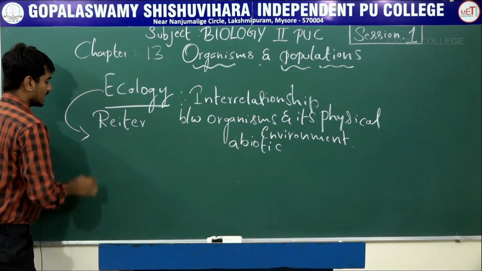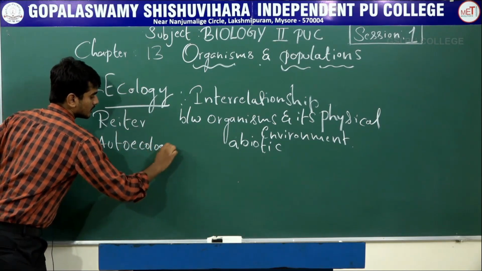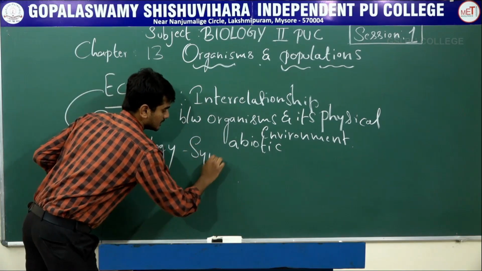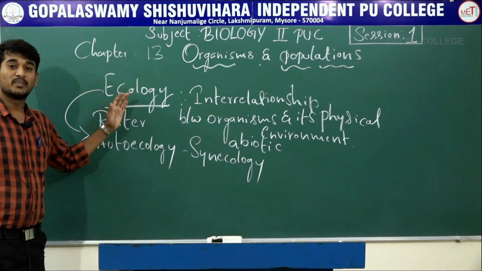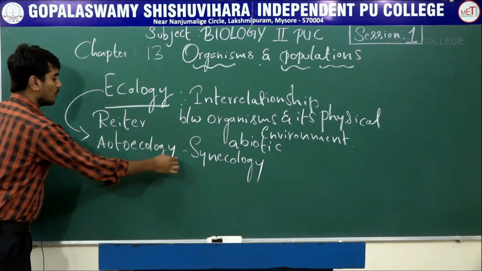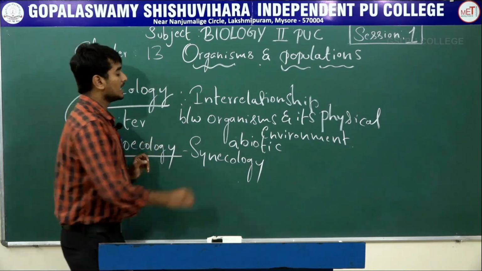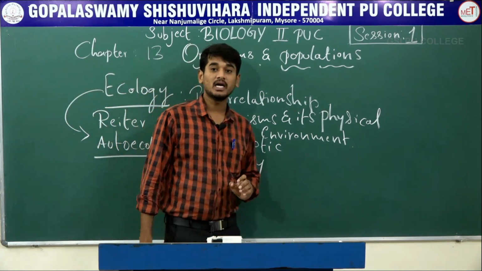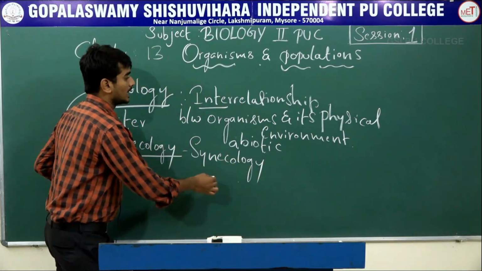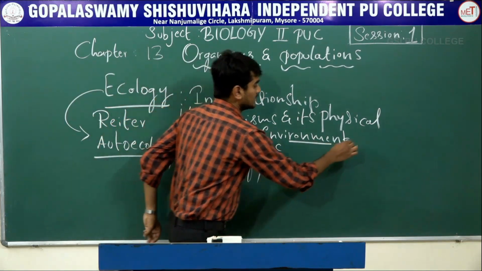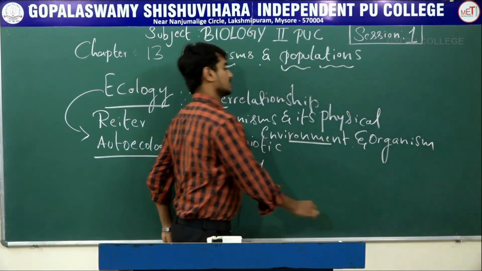Again, there are branches of ecology. Number one is autoecology and synecology. These are the branches of ecology. So what is the meaning of autoecology? Autoecology is the study of interrelationship between environment and organism. So this is called autoecology.